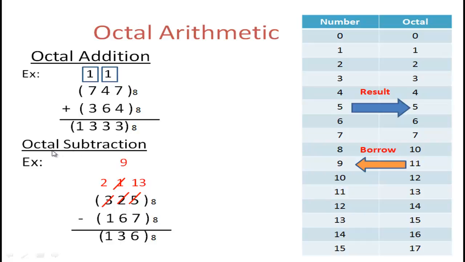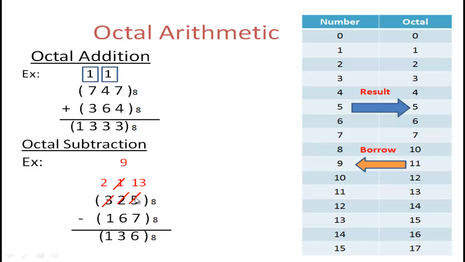Next let us consider octal subtraction. 325 is an octal number, 167 is an octal number. Here we have to subtract this number from this. It is 5 minus 7, that is, you have to subtract 7 from 5.